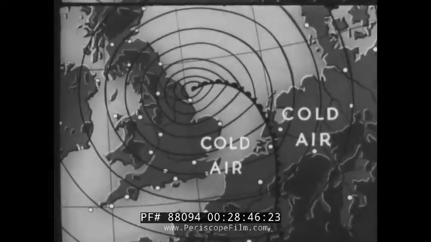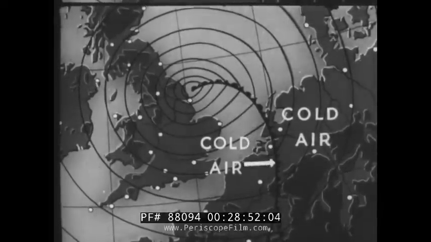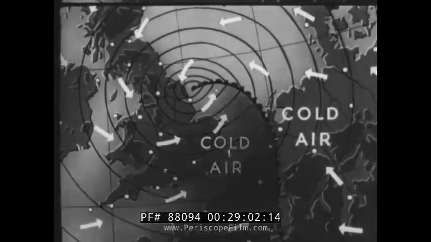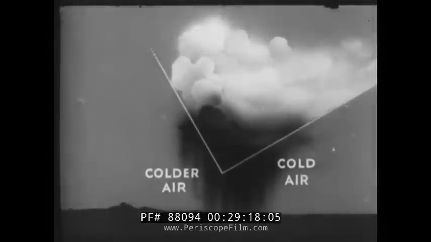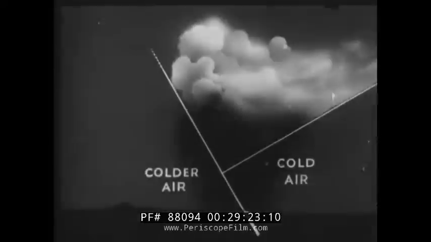The occlusion first begins to appear near the center of the depression and continues progressively outwards until the entire warm sector has been lifted above the surface. The cold air mass in advance of the occlusion has had a different life history from the cold air mass at the rear of the occlusion, so that there may be a marked contrast between them. The air behind the occlusion may be colder than that in front. In this case, rain falls on both sides of the occlusion at the surface.